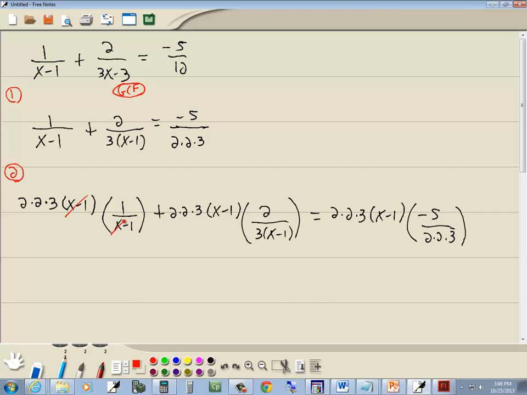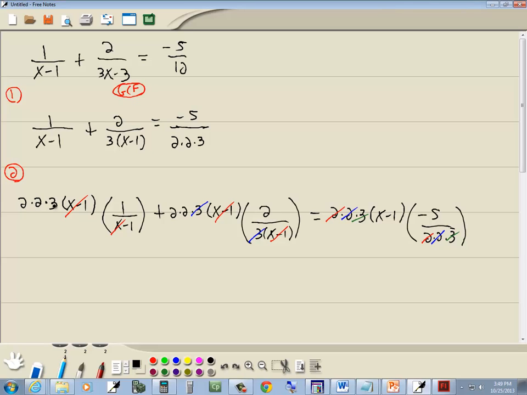Well, the x minus 1's cancel here. The x minus 1's cancel here, and also this 3 cancels this 3. Over here, the 2's cancel there. These 2's cancel. And these 3's cancel. Let's write down what we have left. Actually, I'll go ahead and multiply it through, I guess.